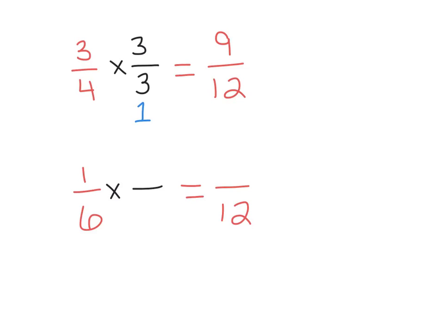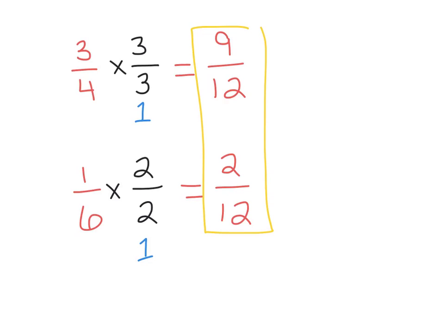Think, 6 times what is 12? 6 times 2 is 12. If we multiply the denominator by 2, we also have to multiply the numerator by 2. Again, multiplying by a fraction equal to 1. 6 times 2 is 12. 1 times 2 is 2, so 1/6 is equal to 2/12. If you were to rewrite the fractions 3/4 and 1/6 as having common denominators, your answer would be 9/12 and 2/12.